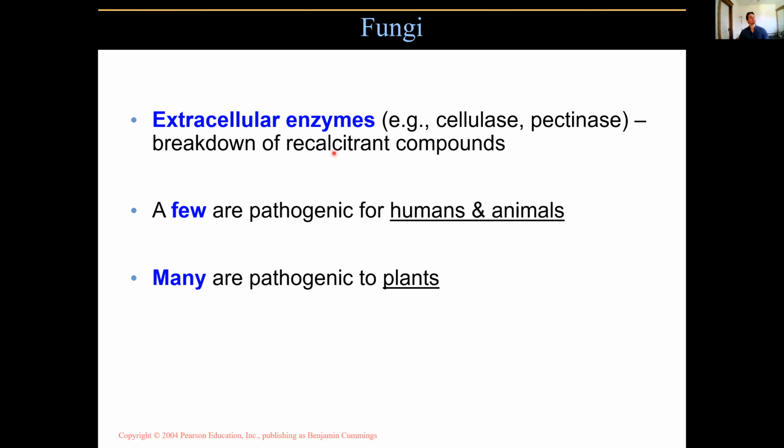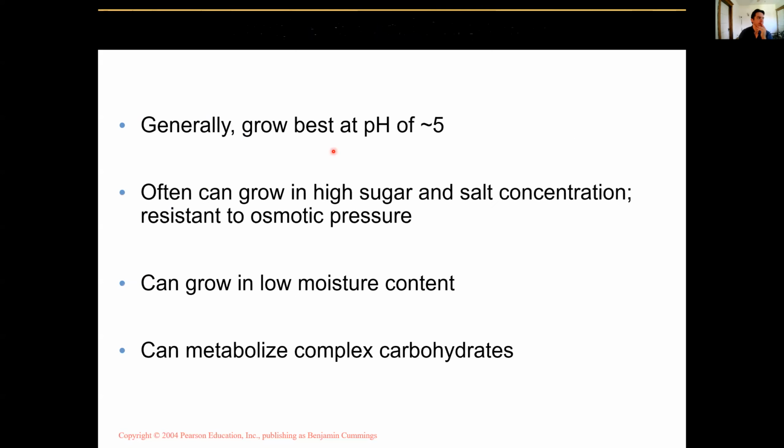So then there are also a few pathogenic fungi that are pathogenic for humans and animals, but there are way more that are pathogenic to plants. Plants are typically the ones that are hit hard by fungi. So if you work in agriculture or forestry, you will definitely come across fungal control and how to mitigate the problems about pathogenic fungi regarding plants.